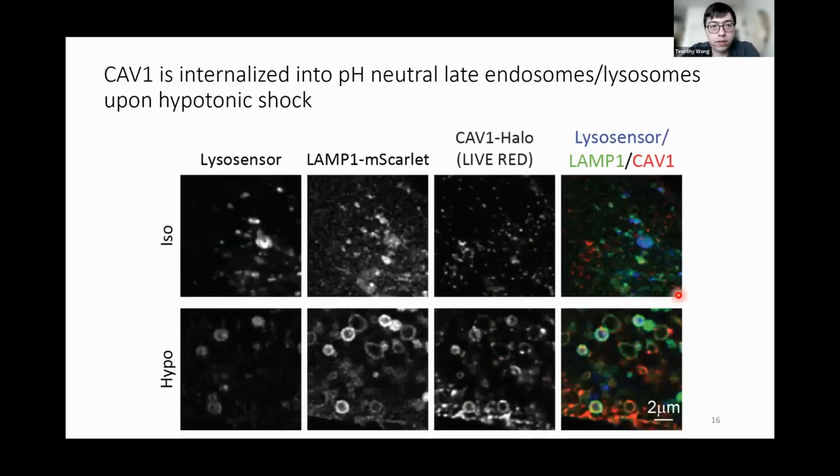We next really tried to validate what we saw here. So in this experiment, we labeled for LysoSensor, LAMP1, as well as CAV1. And we were able to show here that these three are labeling the same structures, and we see the decrease in intensity with the LysoSensor. So this really validates that CAV1 is being internalized into these pH neutral lysosomes.